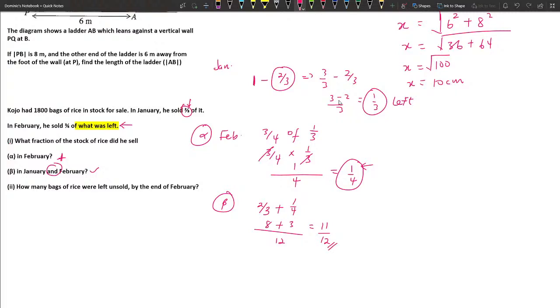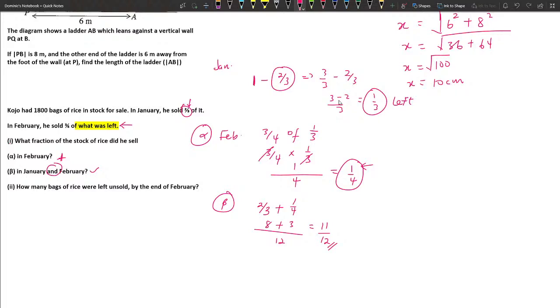Now they go ahead to ask how many bags of rice were left unsold by the end of February. There are two ways to solve this particular question, but I'm just using one method because of time.